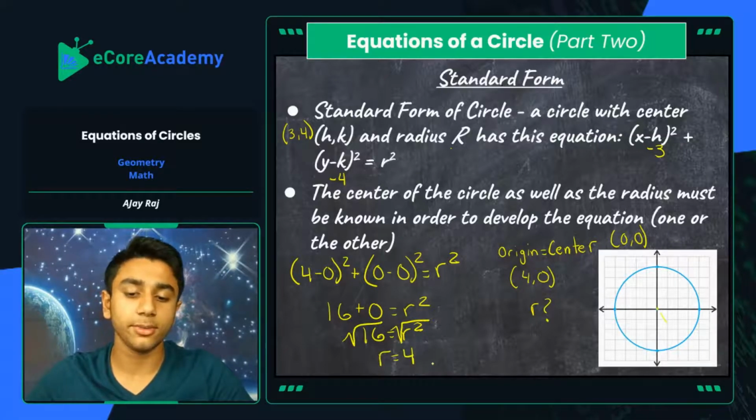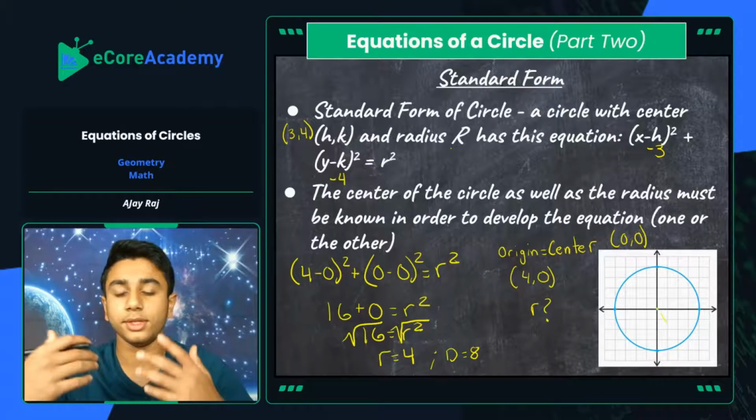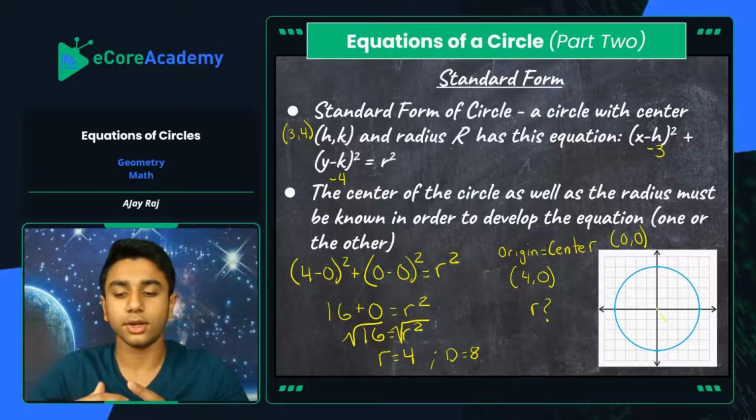And then from there, we can determine things like the diameter equals 8. We can determine chord ratios, tangent ratios, things like that, and secants. And so it's very essential and very important.